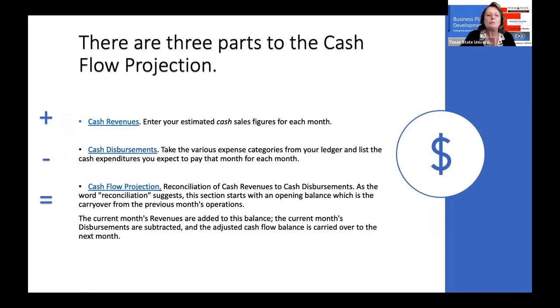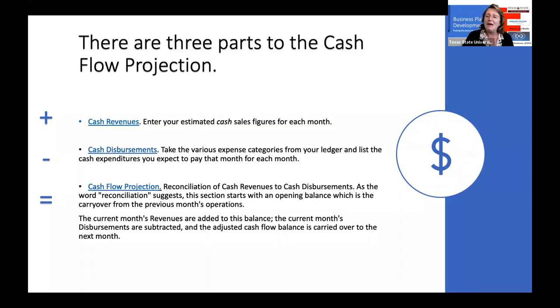There are three parts to a cash flow projection. There's the revenue, there's the expenses or the disbursements, and then there's the projection. So our revenues, those are all of our cash sales. Again, let me emphasize, when we have our cash revenues, that is when we actually receive the cash from our sales. When did we receive the cash from that sale? It might not be the same month that we actually sold the item. It might be 30 days down the road, 60 days down the road.